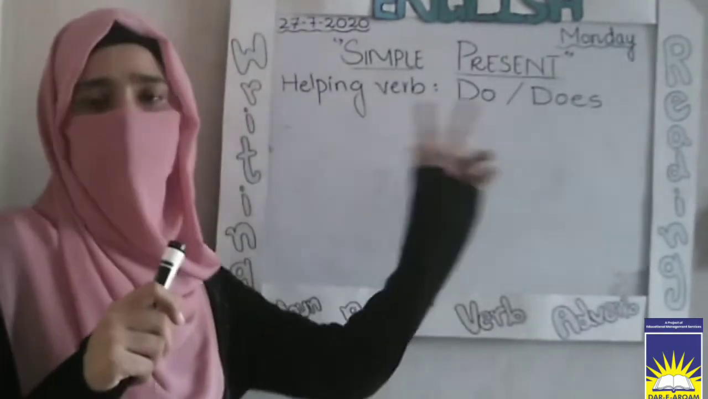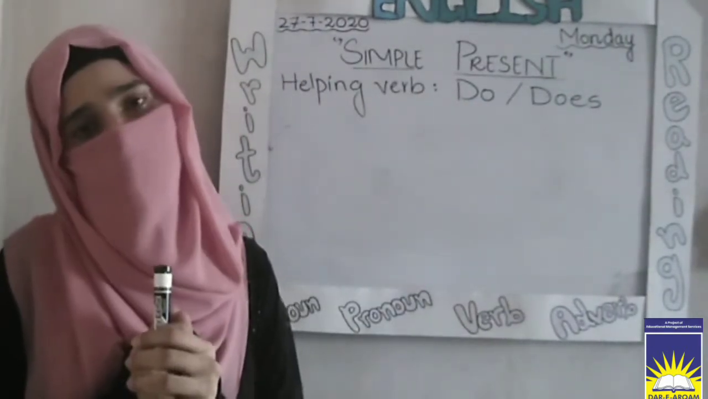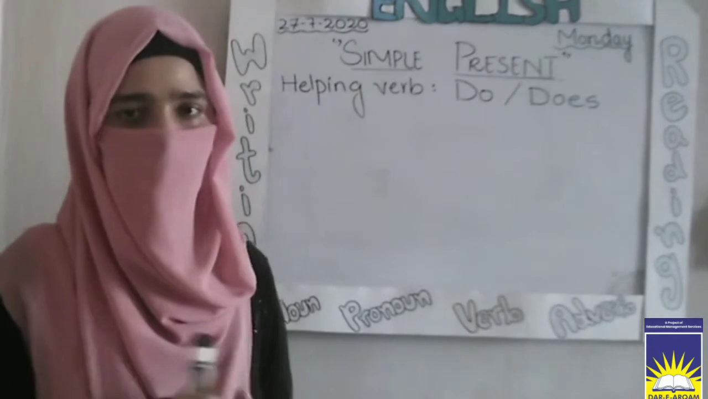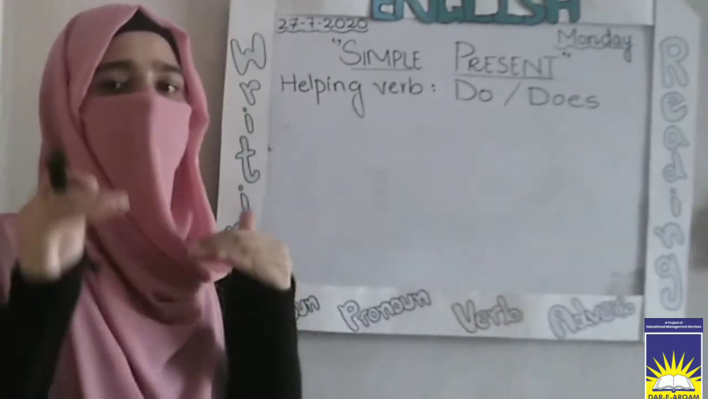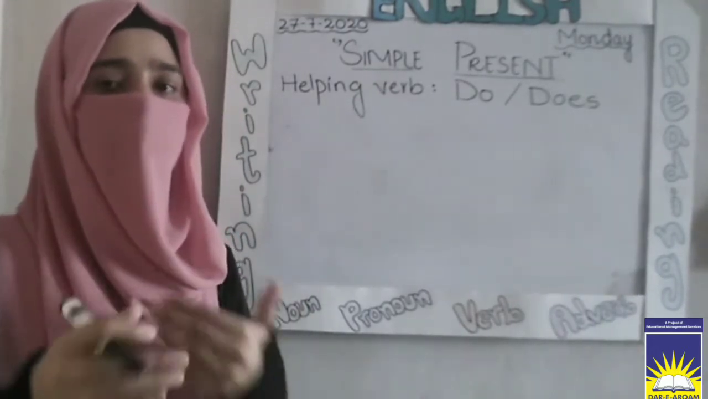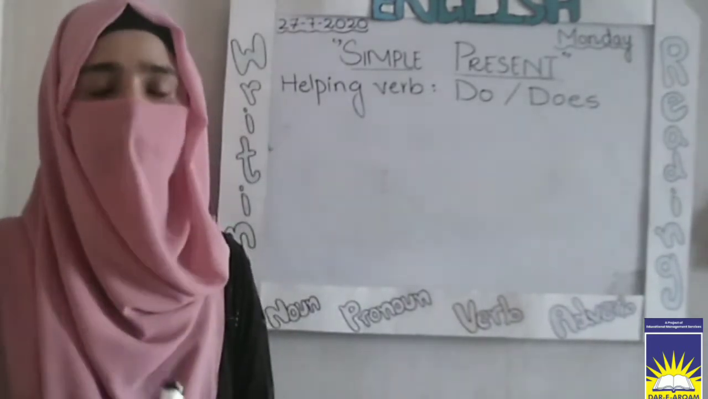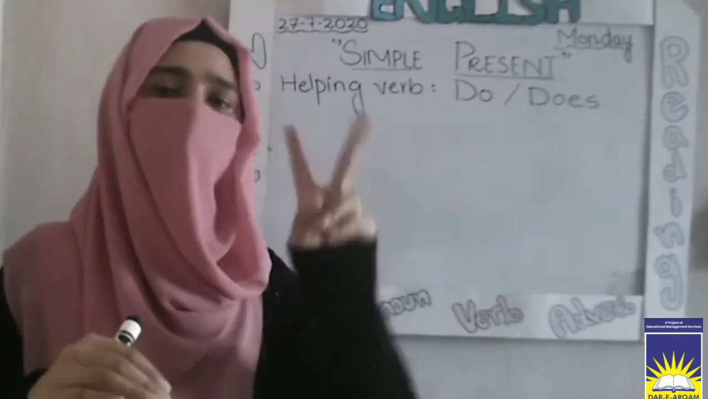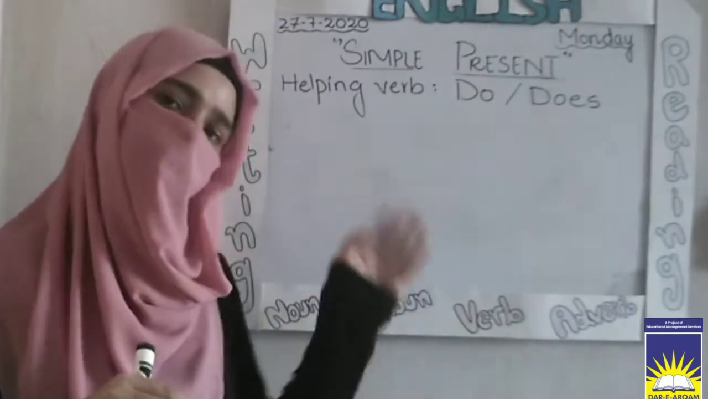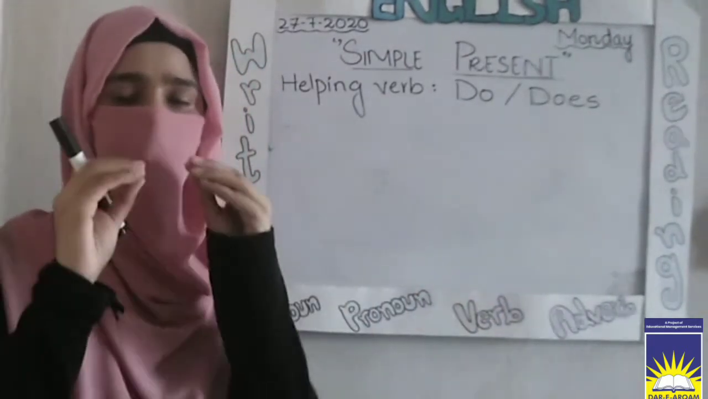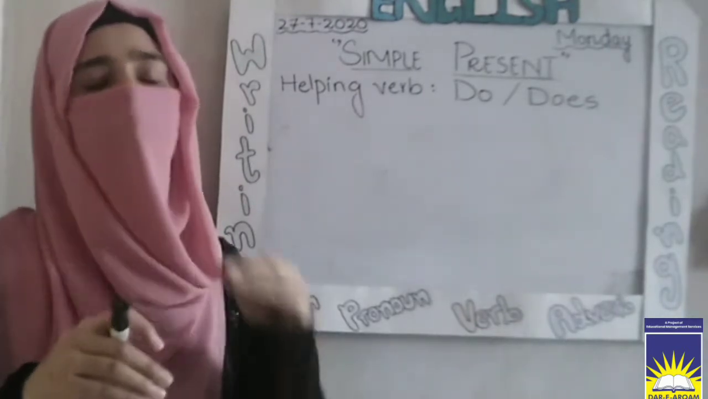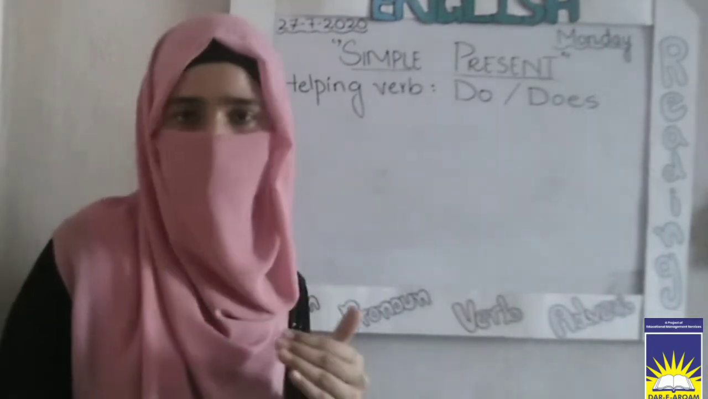Why we have 2 helping verb in simple present tense? I'm telling you the reason. As I told you how to use form of verb when we are talking about first person, second person or third person singular, similarly, there are 2 helping verb we have in simple present tense, to use with different subject or with different persons.